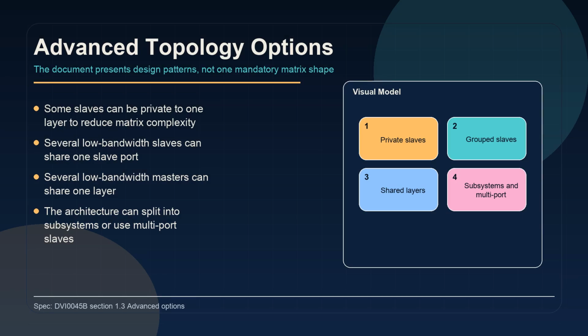The advanced options section is really a pattern library. You can make slaves private to a layer, group several small slaves behind one port, place multiple low bandwidth masters on one layer, split the system into subsystems, or build multi-port slaves for high-value targets like memory controllers. So the matrix is flexible by design.